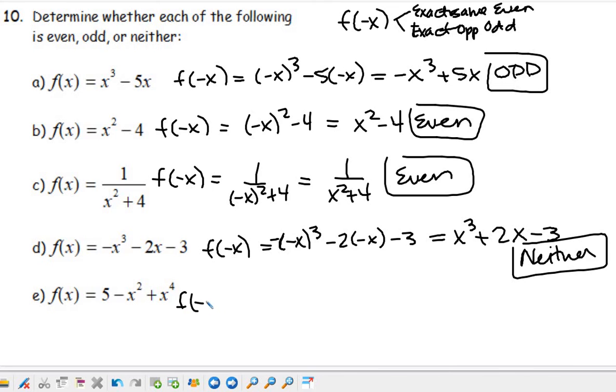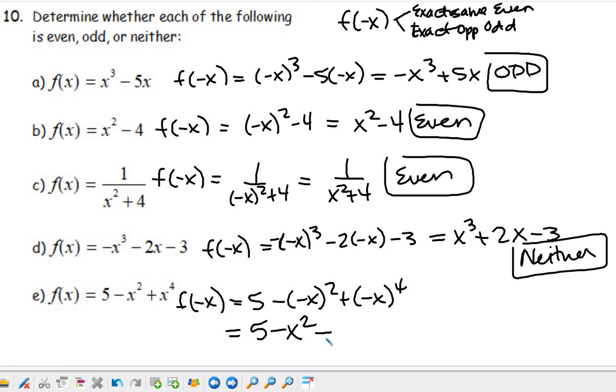And then we have f of negative x is equal to 5 minus negative x squared plus negative x to the 4th. And negative squared is a positive. A negative to the 4th, or an even power, is still a positive. And notice I said positive here, but I wrote a negative because a negative squared is a positive times that negative is still a negative. So it's exactly the same, so this is even.